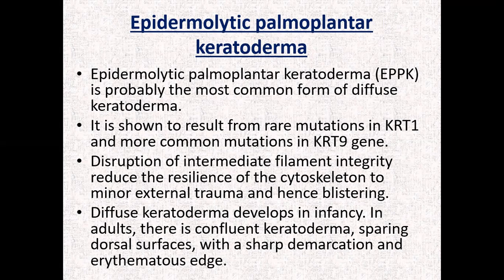So this feature is similar to bullous ichthyosiform erythroderma, where in addition to erythema and ichthyosis, there are chances of developing blisters. Diffuse keratoderma develops in infancy. In adults, there are confluent keratodermas, which spare the dorsal surfaces with a sharp demarcation and an erythematous margin.